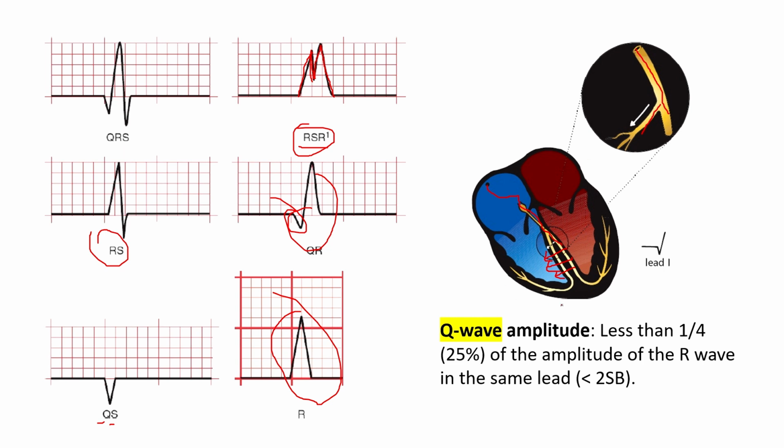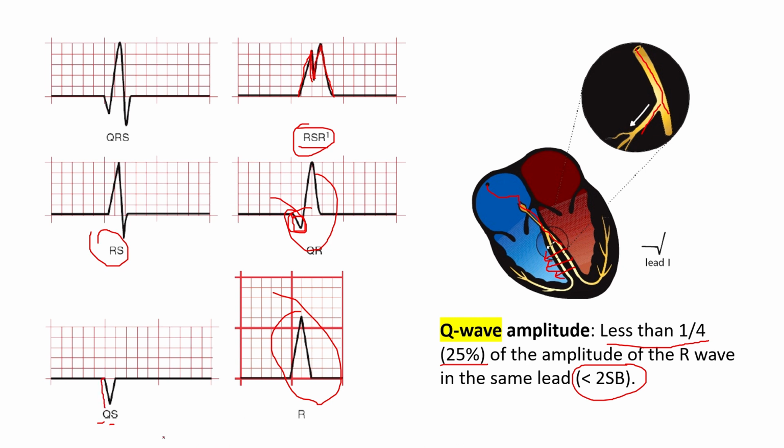And when it's normal, we will measure it and compare it to the QRS complex. If it's less than 1/4 of the QRS complex, or 25% of the R wave, sorry, we call it normal. But if it's more than that, it's abnormal. But to avoid any confusion, just remember that the Q wave should be less than 2 small boxes. I hope that's clear. So in this case, it's almost 1 small box. It's normal. But this one, for example, is not normal.